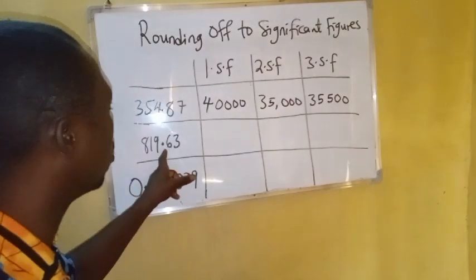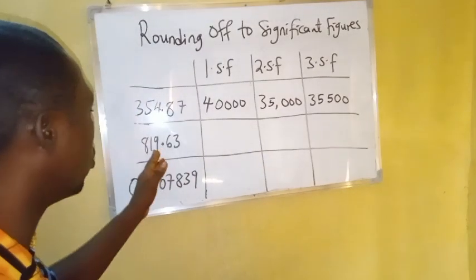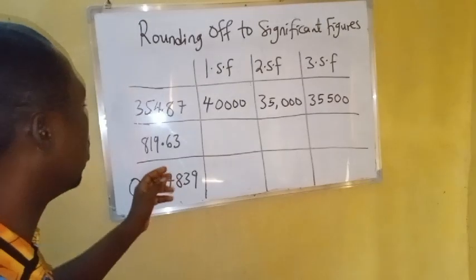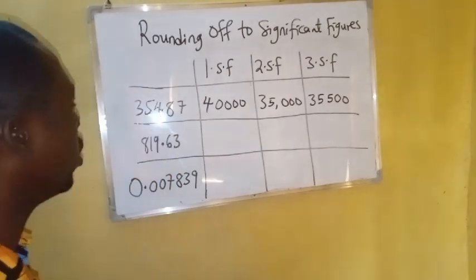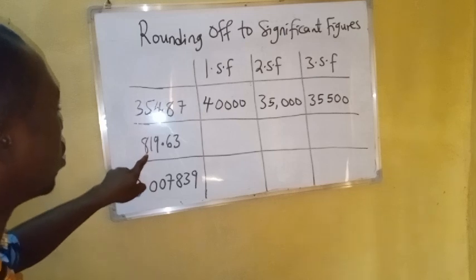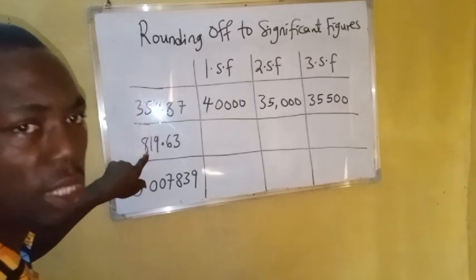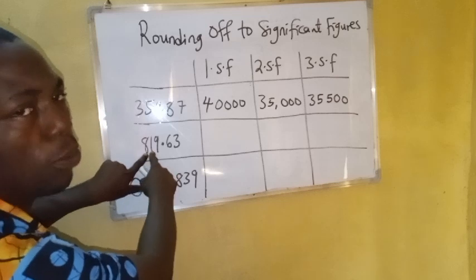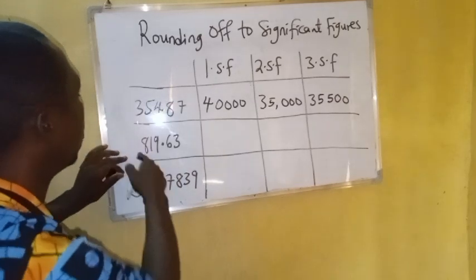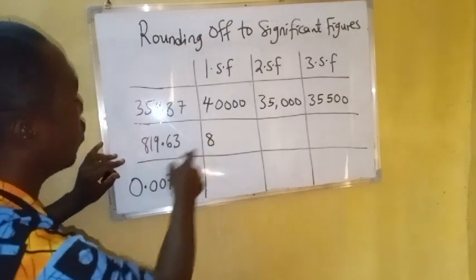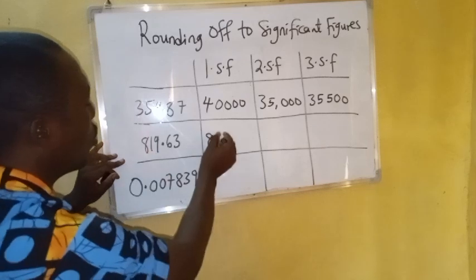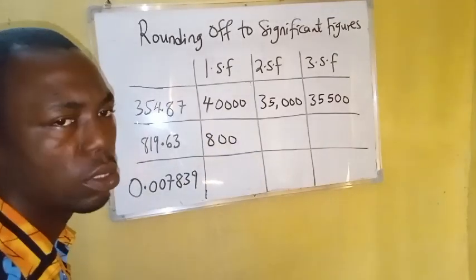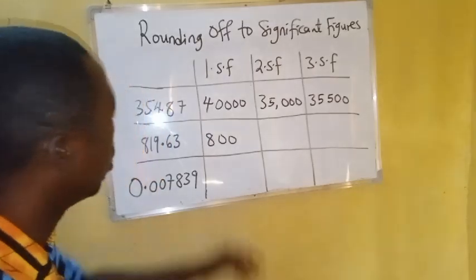Now, coming to this kind of number that has both the whole number aspect and decimal, it's the same thing that we did here. For 1 significant figure, the first one is 8. And then the next number there is 1, which is not up to 5. So that means we'll still retain that 8. 1 and 9 will become 0. The digits after the decimal point have no use.